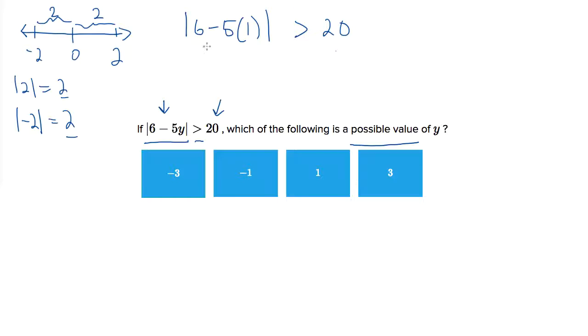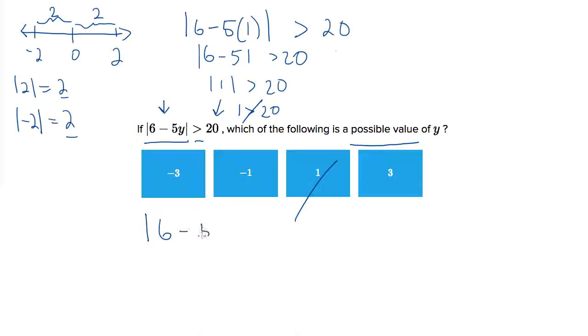6 minus 5 is 1. The absolute value of 1 is equal to 1, which is not greater than 20. So that's not our right answer. Now I'm going to jump ahead to the correct answer here. So you would do that for each one, and it's going to be quicker than solving for it all the way through. So what you can do is let's plug in -3.